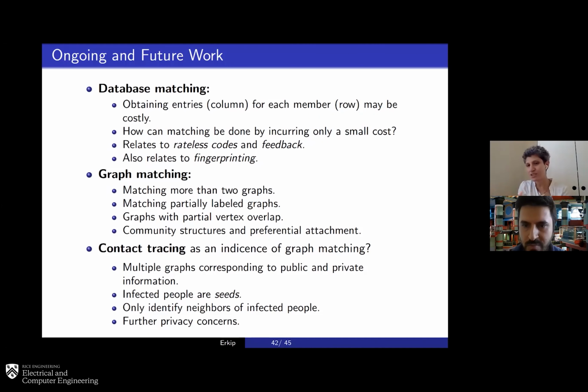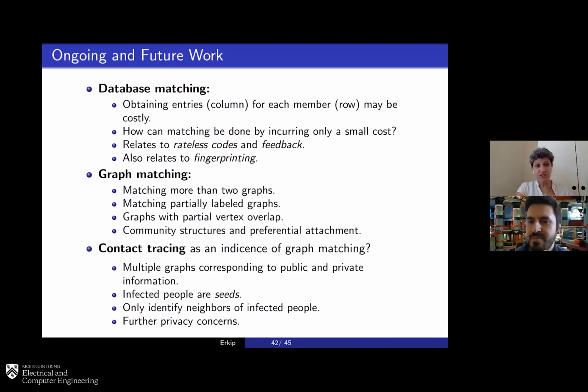Is this two-step approach the best? Can you do a universal matching if you don't know the underlying correlation or the stochastic process, but you know it comes from a family? Very good questions. Answers, I don't know yet.